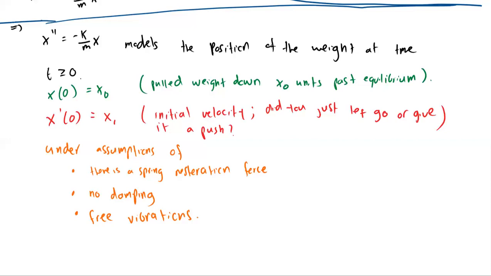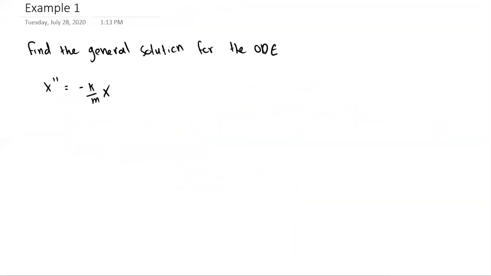x double prime equals negative k over m x. So we're going to find the general solution. We're not going to worry about the initial conditions right now. We just want to find the general solution to the differential equation. So let's go ahead and do that. First, let me rewrite this in the way that they rewrite it in the book. In the book, they'll rewrite this like so: x double prime plus k over m x equals 0.